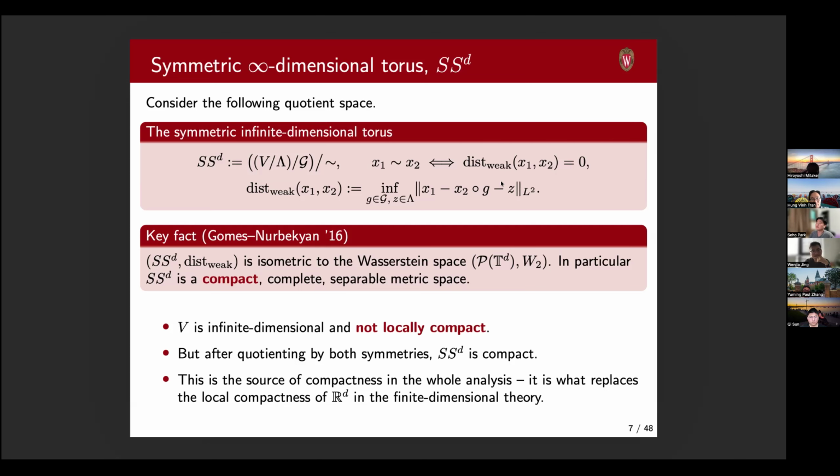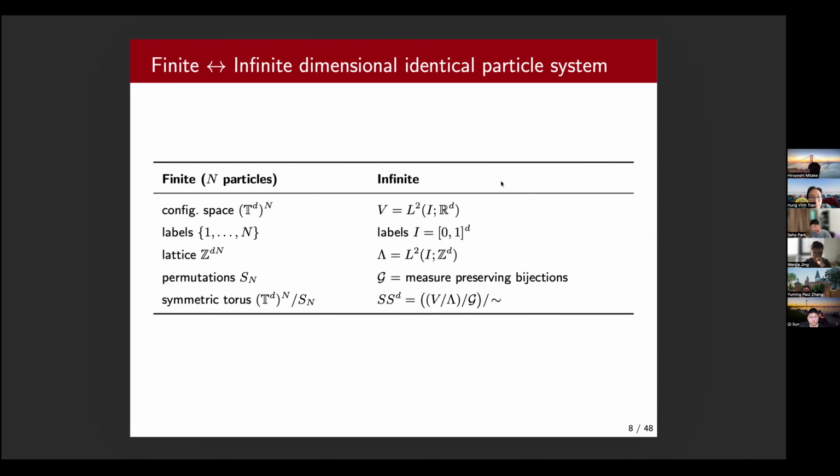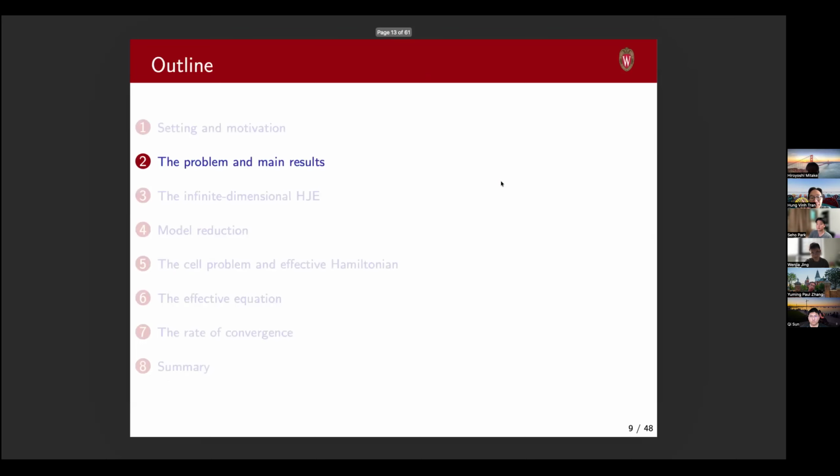Okay, so we explained the SSD, and this is just a summary of our setting because it is always confusing. Our state space is the free L2 space, and then lambda is the set of L2 functions to integer vectors, which encodes the periodicity, and G represents the measure preserving bijections of I, which work as permutations or rearrangements. Okay. And then I will talk about our problem and the main result.